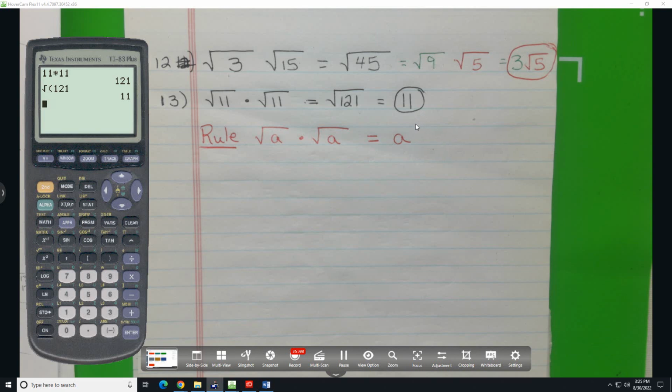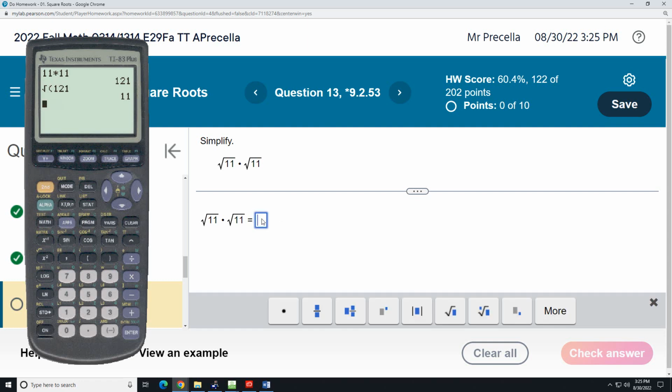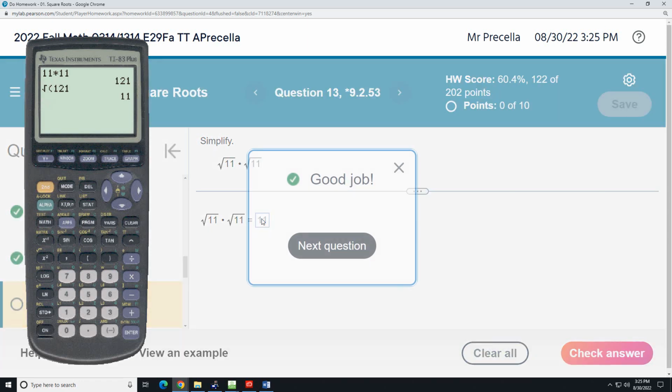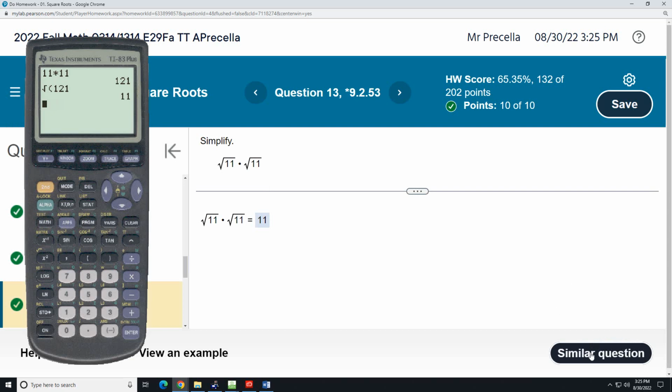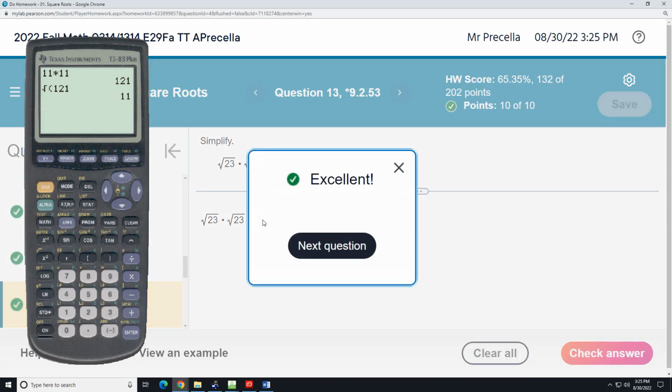You know, let's go back to number 13. Number 13. Oh, you haven't punched in the answer. Punch in the answer. Check it. And now, let's do another number 13. So, X that out rather than go into the next question. Say similar question. And, oh, wow. Could y'all tell me that answer without any work? 23. That's right. Okay, it's a very important rule that the square root of A times the square root of A equals A.